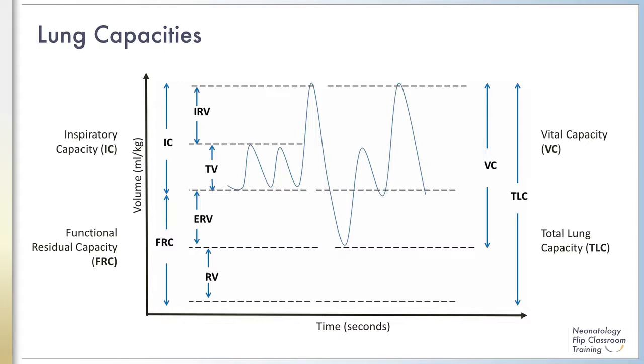It is important to know these values in the context of a normal, healthy respiratory cycle, as they change during different lung disease states. Please pause the recording to solidify these additional definitions for lung capacities.